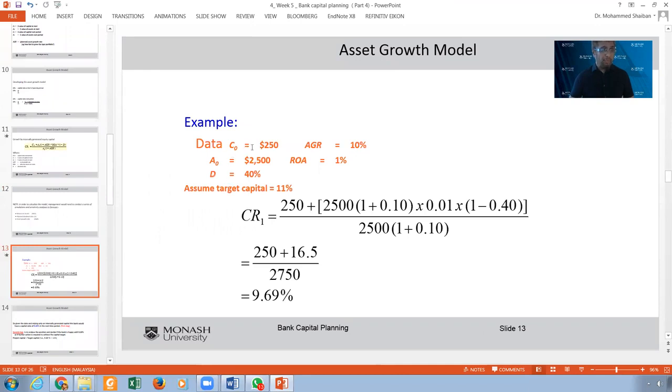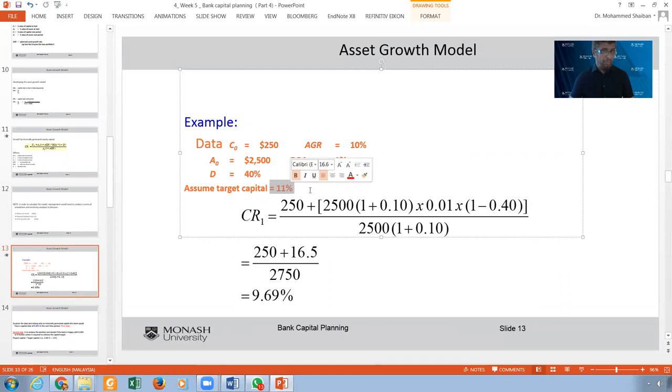Now, this is the model. If I tell you the capital at the beginning of the year was 250, and the assets were 2,500. And then we expected the return on assets, which means the profit, to be 1%. We expect the growth to be 10%, and we expect the dividend payout to be 40%, and we assume a target capital of 11%. We assume just a target capital of 11% in this case.